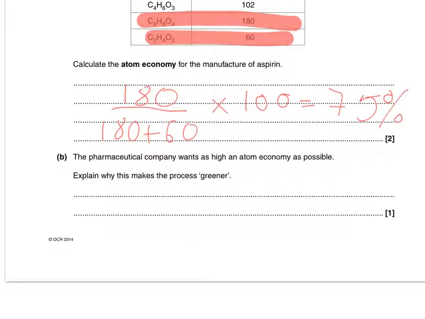Right, the pharmaceutical company wants as high an atom economy as possible. Explain why this makes the process greener. Okay, so 1 mark question, shouldn't be thinking too hard about this. Loads of marks available, so you could have any one from: to make the process more sustainable, to make the process more efficient, to reduce the processing of unwanted products, to conserve raw materials. I mean, the easiest one for me is there's less waste product. There you go. Easy 1 mark, done. Happy days, let's move on.